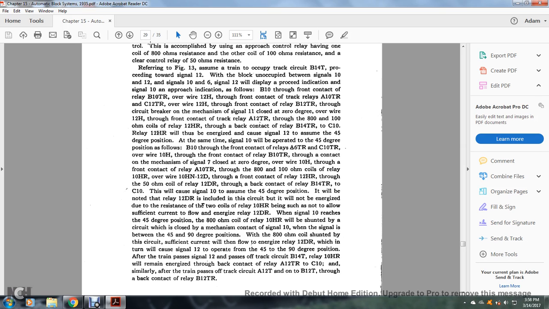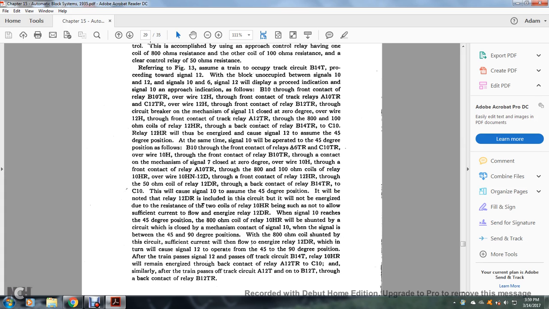At the same time, signal 10 will be operated to the 45-degree position as follows. B10 through the front contacts of relays A6TR and C10TR, over wire 10H through the front contact of relay B10TR, through the contact of the mechanism of signal 7 closed at 0 degree, over wire 10H through the front contact of relay A10TR, through the 800 and 100 ohm coils of relay 10HR, over wire 10HN/12D through the front contact of relay 12HR, through the 50 ohm coil of relay 12DR, through the back contact of relay B14TR to C10. This will cause signal 10 to assume the 45-degree position.